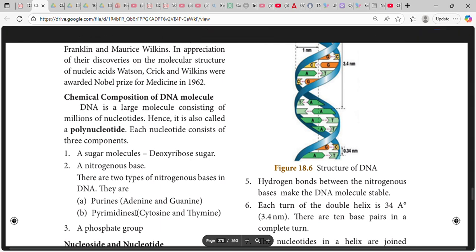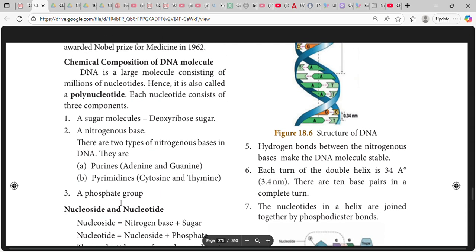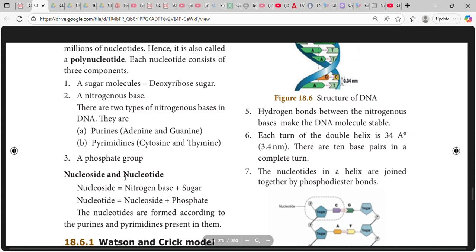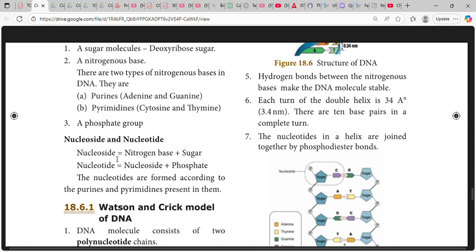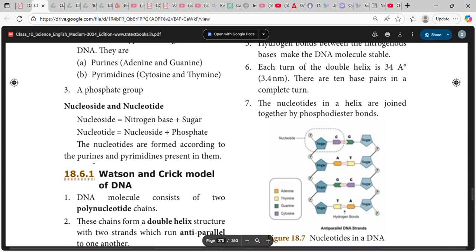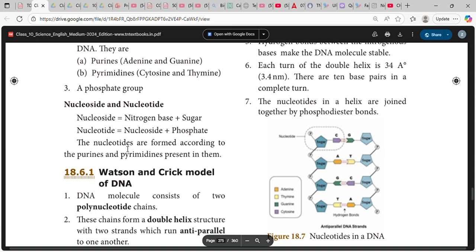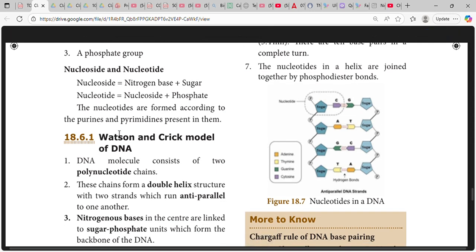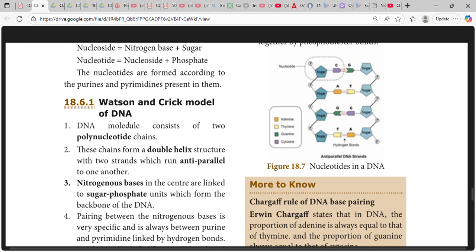They are purines, adenine and guanine, and pyrimidines, cytosine and thymine. Nucleoside and nucleotide. Nucleoside: nitrogenous base plus sugar. Nucleotide: nucleoside plus phosphate. The nucleotides are formed according to the purines and pyrimidines in the Watson and Crick model.